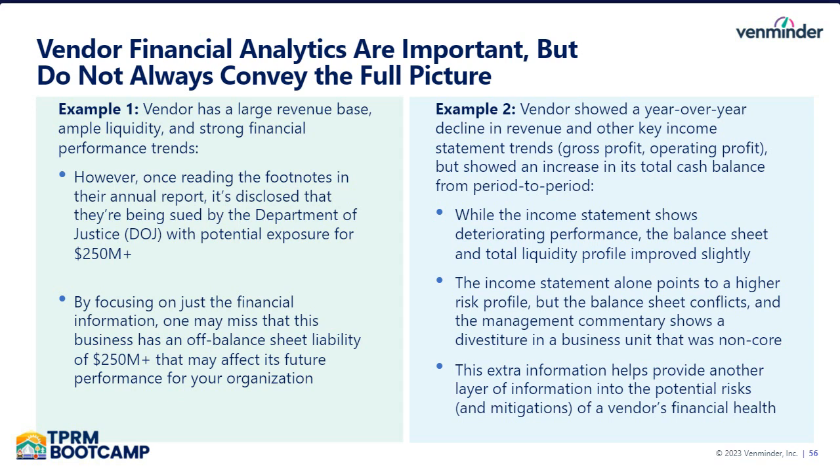In example 2, the vendor had declining performance trends in revenue and other income statement trends such as their profitability, but their liquidity was improved. So overall, when looking at the income statement in isolation, this vendor may be in a poor posture. But when combining the footnotes with the balance sheet liquidity, you noted that they divested some non-core assets to improve their cash position. So again, that combination of quantitative and qualitative information helped provide that full picture of the vendor's financial risks and lack thereof in the certain circumstances we reviewed today. So keep these 2 examples in mind when you're performing reviews on the rest of your vendor universe.